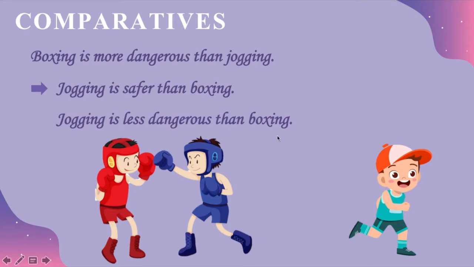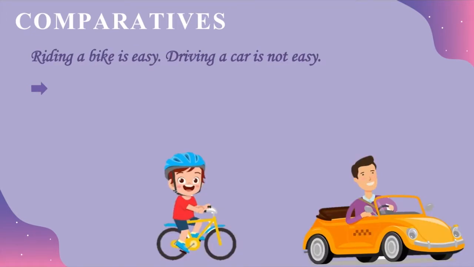Now, another example for you. Riding a bike is easy. Driving a car is not easy. How can you combine the two sentences here?